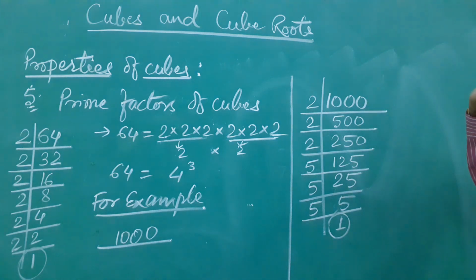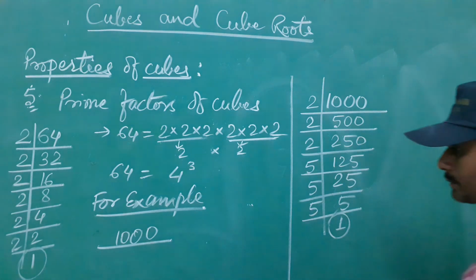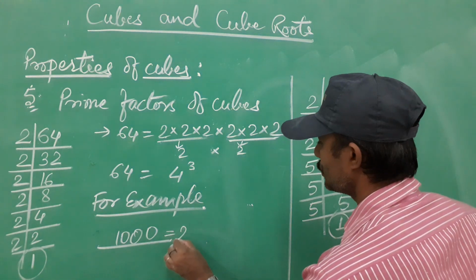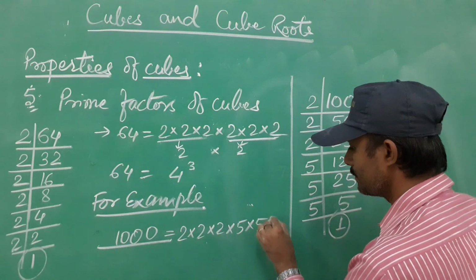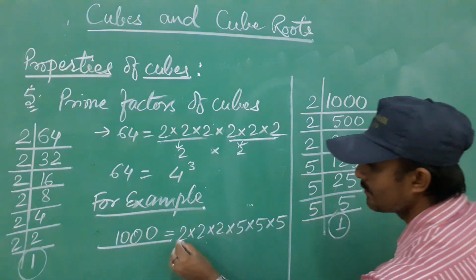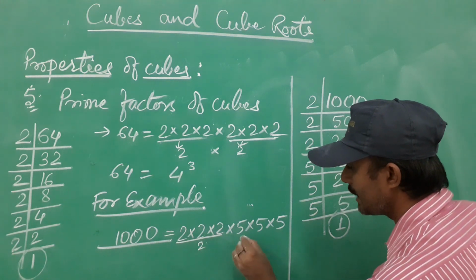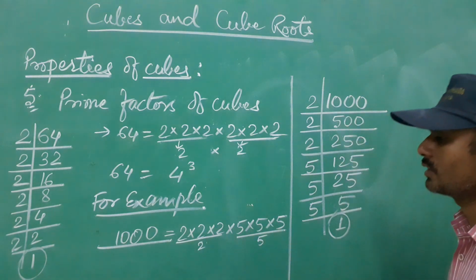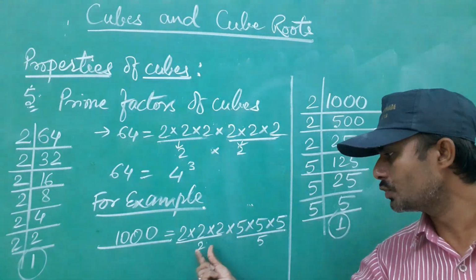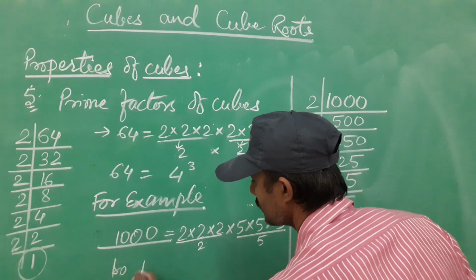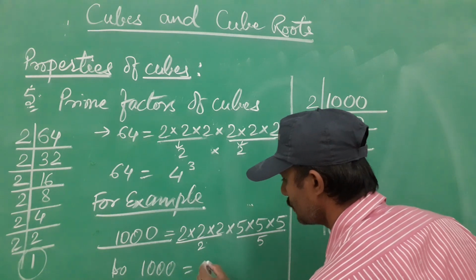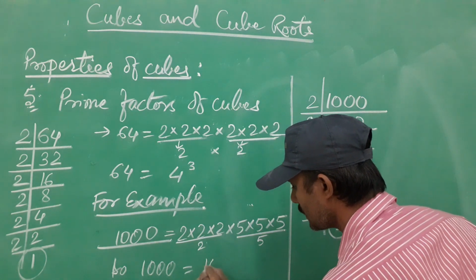So this 1000 is a perfect cube. 1000 equals 2 into 2 into 2 into 5 into 5 into 5. So this 1000 is the cube of 2 into 5, which is 10. 1000 is the cube of 10. So 1000 equals 10 cube.